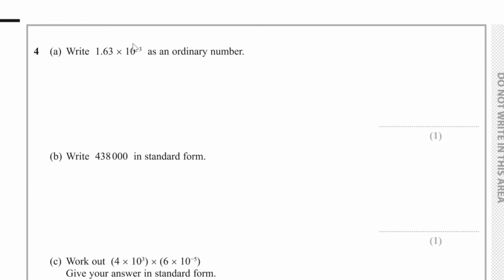Question number 4. For part A, we have to write 1.63 times 10 to the minus 3 as an ordinary number. Well, we begin with this 1.63, and what we need to do is move this decimal place 1, 2, 3 to the left. So we end up with 0.00163.